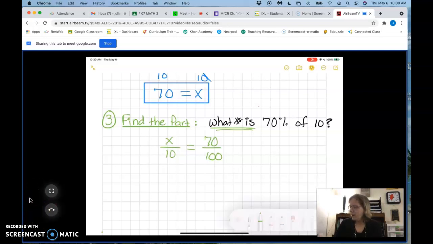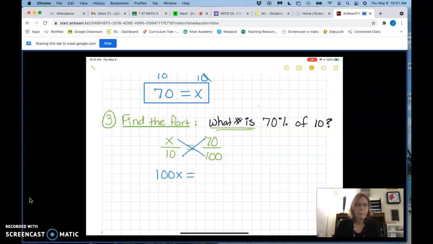Okay, so now, again, it's a proportion, so we're going to cross multiply. What is 100 times x? 100x. And what is 10 times 70? 700. Now I'm going to divide by whatever's next to the x. Whatever you do to one side, you have to do to the other. Is it 7.00? Yes. Otherwise known as 700 divided by 100, 7.